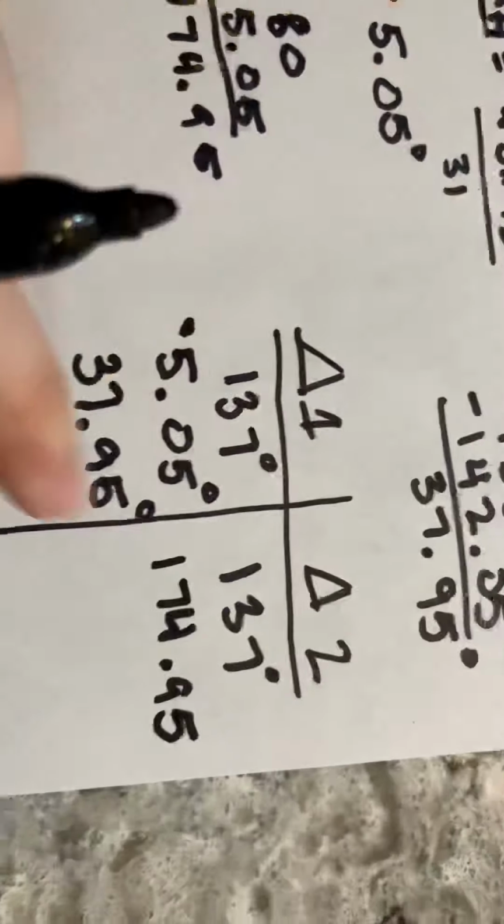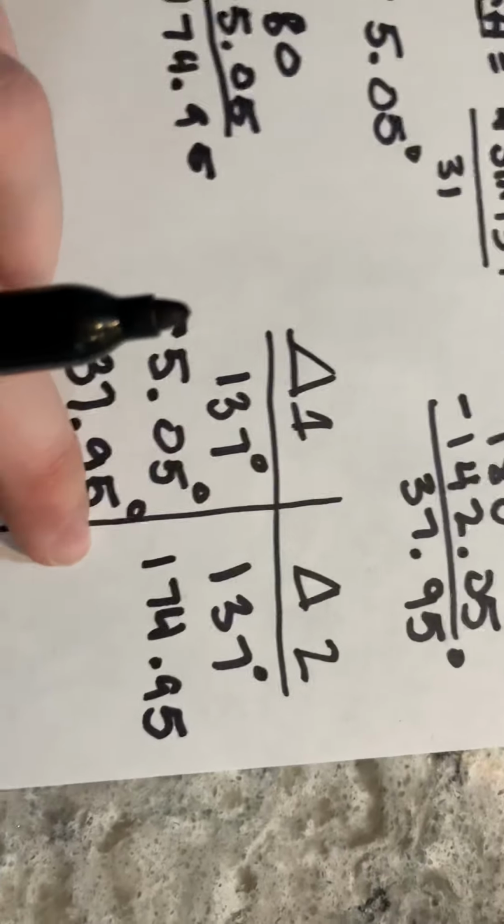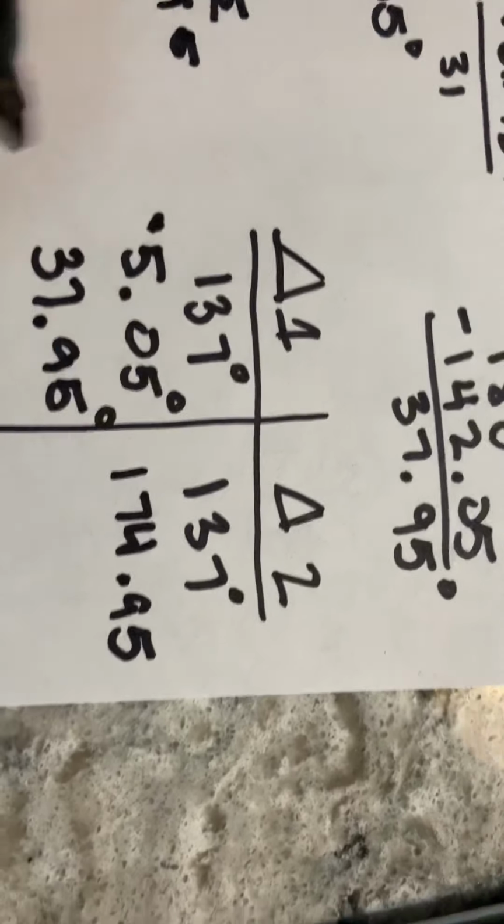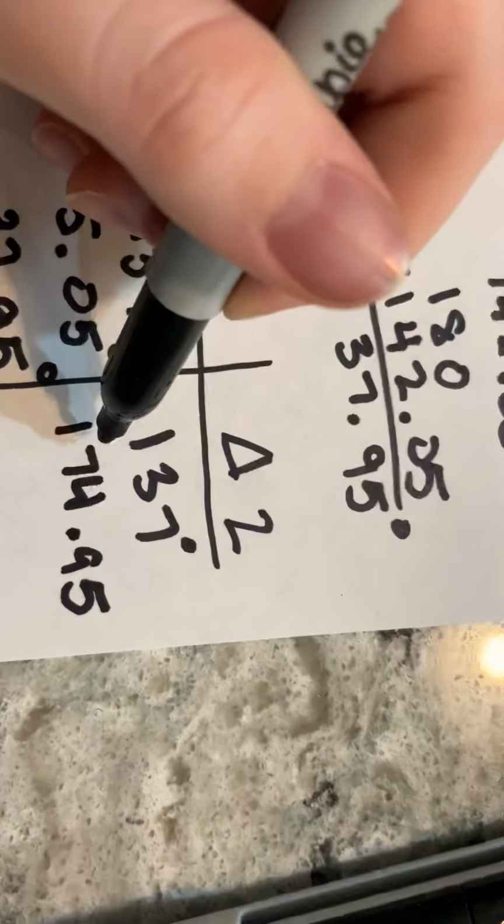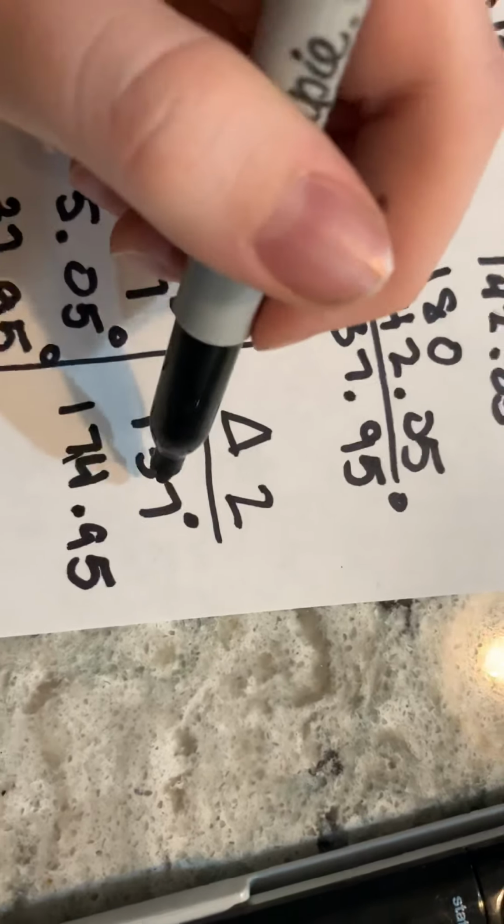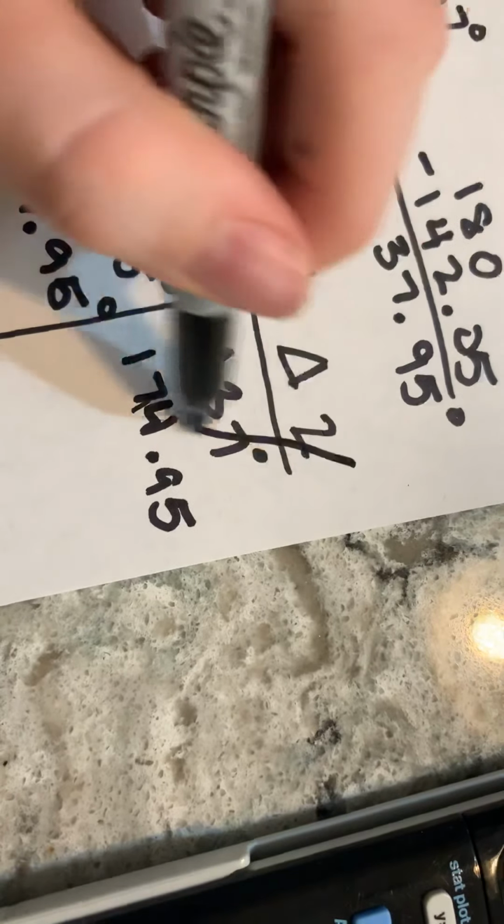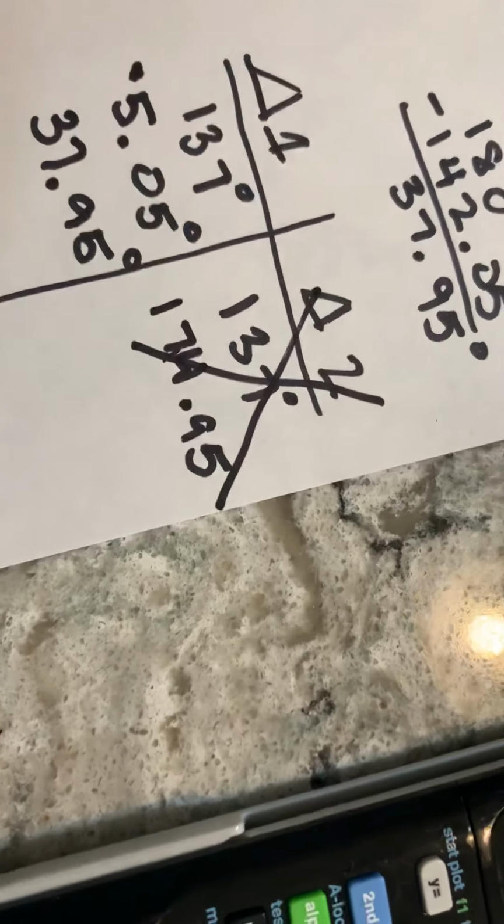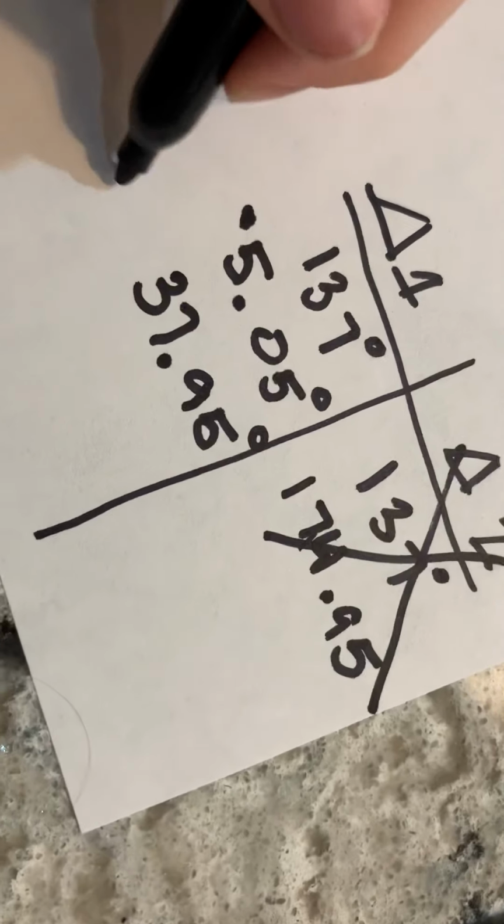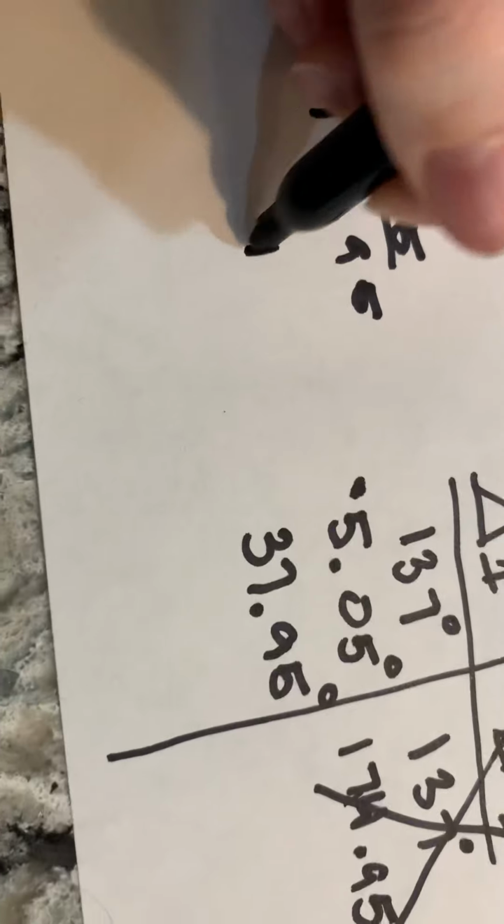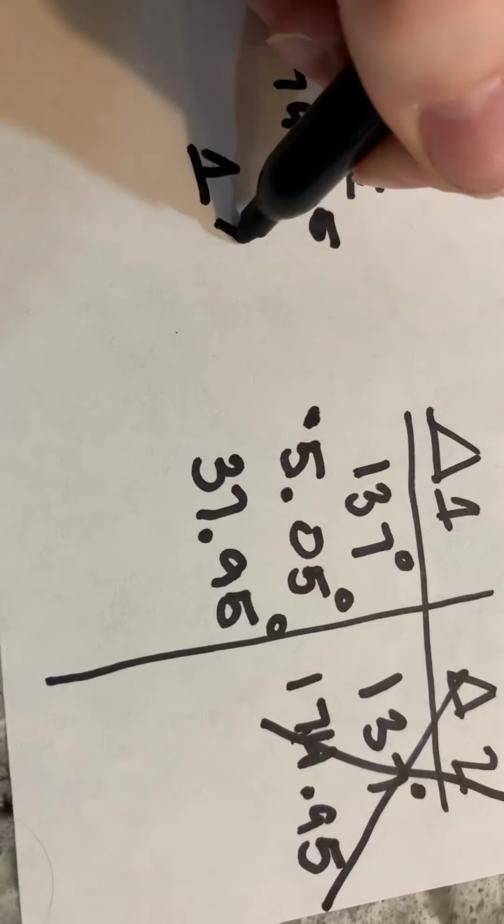So, if we take this over here and we put it as our second angle in this triangle, we see that there's not a possibility for a second triangle due to the fact that when you add 137 plus 174.95, you equal more than 180 degrees. So you cannot have two triangles. So you have one triangle that exists.